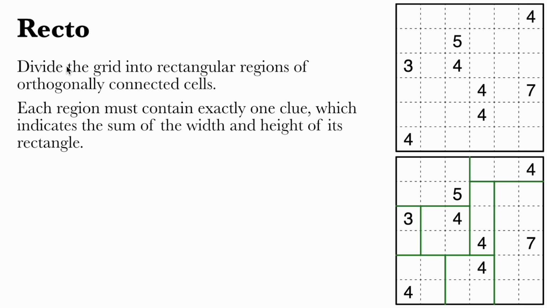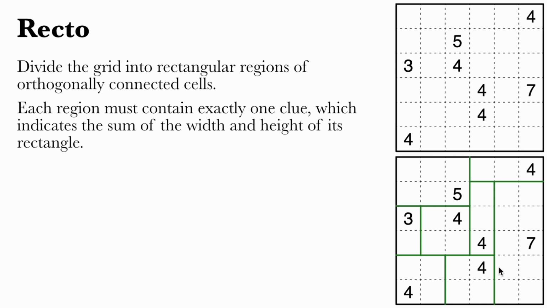In Recto, we divide the grid into rectangular regions of orthogonally connected cells. Orthogonally connected means connected horizontally and vertically, and it is more technical words than we really need, because it's pretty clear that we are just subdividing this full grid such that every region is a rectangle. Each region must contain exactly one clue, which indicates the sum of the width and height of its rectangle.